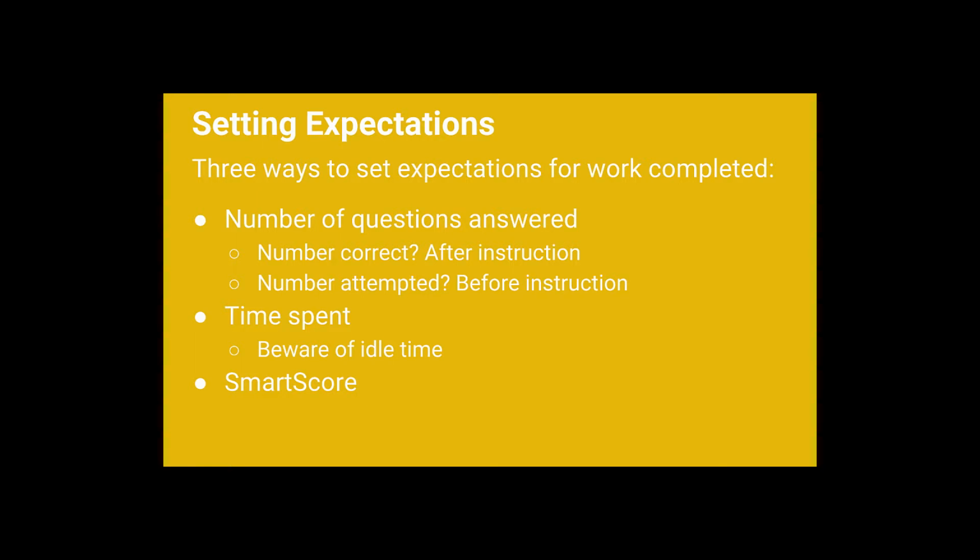The third way to set expectations is based on the SMART score. Before you set expectations based on the SMART score, you need to be aware of how the SMART score is calculated and what might be a reasonable SMART score to expect from your students. The SMART score is a proficiency score and it is not a grade. Therefore, you may need to educate the parents to let them know a little bit about the SMART score.